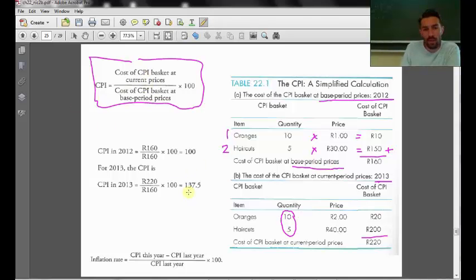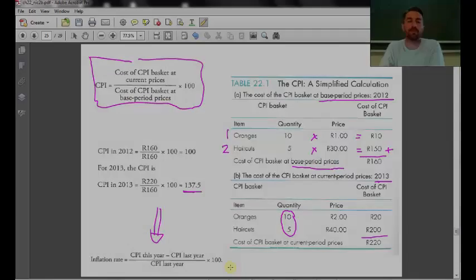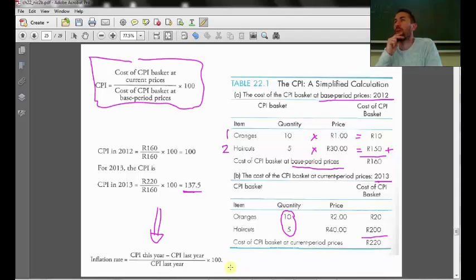Okay, hint, the answer is already here. Are you happy with that? If you understand these two, then please calculate for me the inflation rate, 2013. Are you guys happy with 37.5?